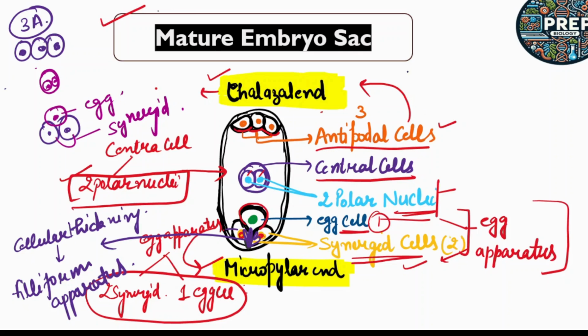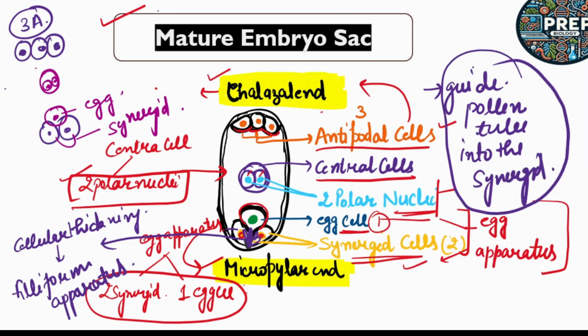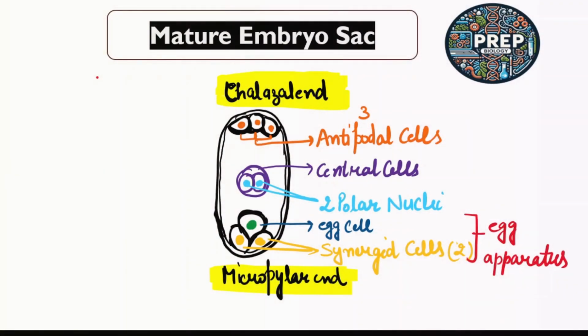The function of the filiform apparatus is it will guide the pollen tube. When fertilization occurs, it will guide the pollen tube into the synergid. So this point is very important. What is the function of the filiform apparatus which is present in the synergid cells? It will guide the pollen tube into the synergid during fertilization. So this is the mature embryo sac. We have discussed the different arrangement of the different cells in the mature embryo sac.